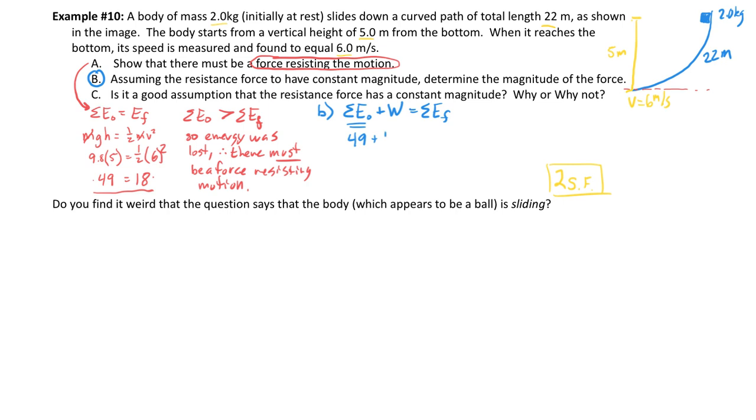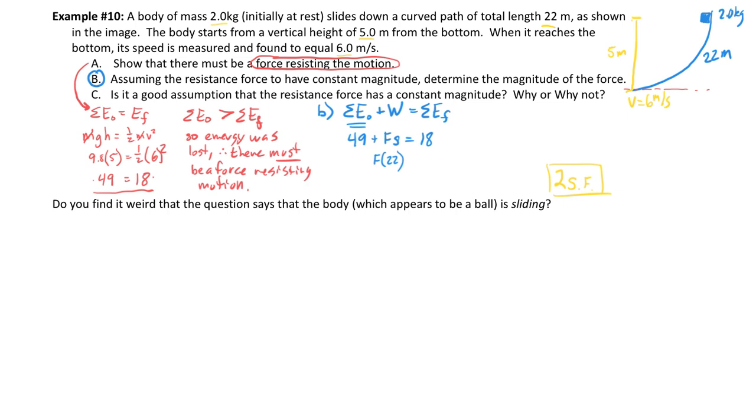Okay, the work is the force times the distance. And the final energy, I already calculated as well, is 18. So when I do the 18 minus the 49 and I put in my distance, I'm going to have the force times 22, because that is the length of the ramp, right?